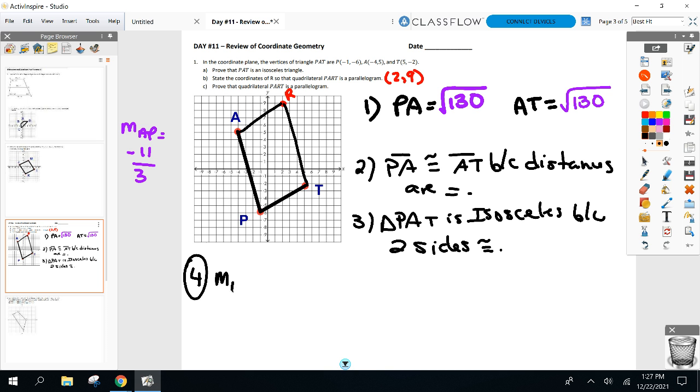So the slope of AP already calculated, negative 11 thirds. The slope of RT already calculated, negative 11 thirds. Now all you have to do in your groups right now is, what about the other 2 sides? AR and PT. Go ahead, make sure you guys match up at the end. AR and PT.